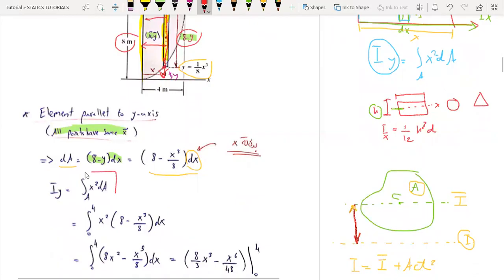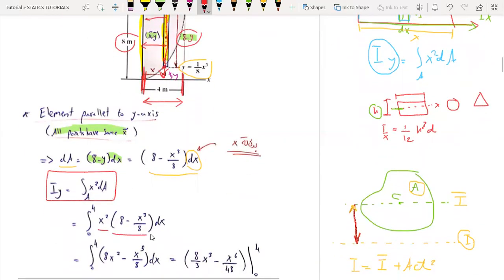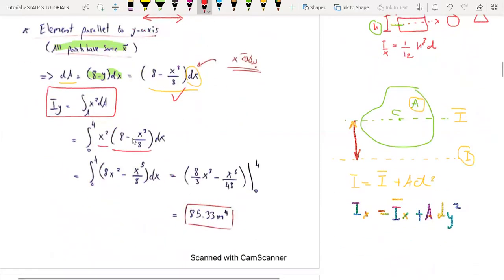So now we can write our equation: Iy equals the integral of x squared dA. Our integral will be from 0 to 4, because we are integrating the differential element over this area. So x squared multiplied by dA, which is this one. We can do it by calculator or by hand, and we get the answer, of course, in units of length to the power 4 always.